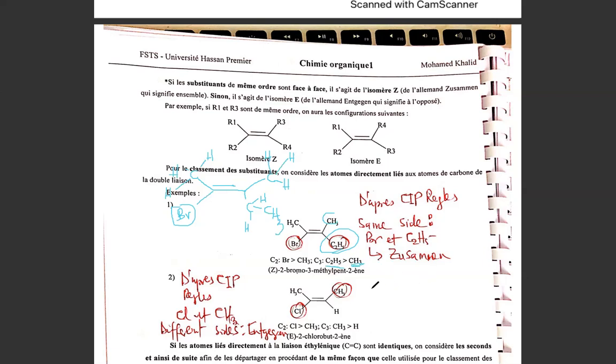And it is found that the two substituents in consideration are found on the same side, on the same side of the carbon double bond. That is, we are going to use Z. So even the nomenclature now, instead of us putting the S, we are going to put the Z in capital letter, of course, and the name will be 2-bromo-3-methylpent-2-ene.